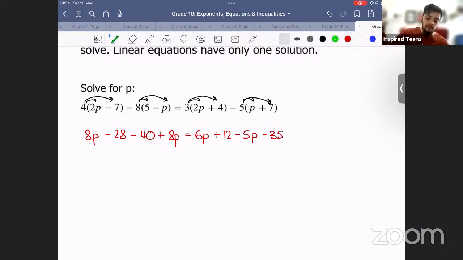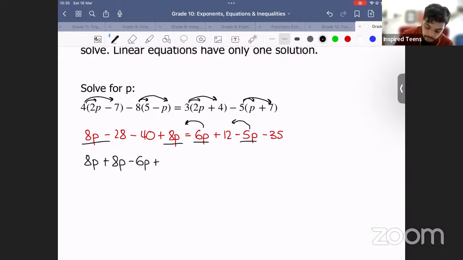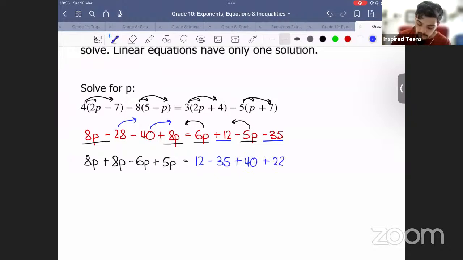So now I'm going to take all my variables onto one side. So I have 8p already here. I have plus another 8p, which is already there. Then I have 6p and -5p. So 6p comes over as -6p. 5p goes over, -5p goes over as +5p. Okay, that's about all of them. On the right hand side, I already have 12 and -35, so I can write them on the right hand side. +12 minus 35. I take -40 over, I take that over, they both become positive. So plus 40 plus 28.